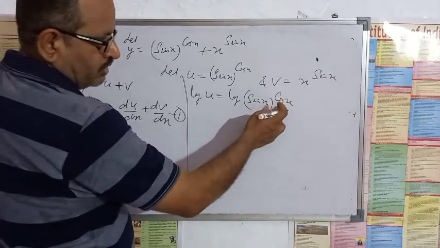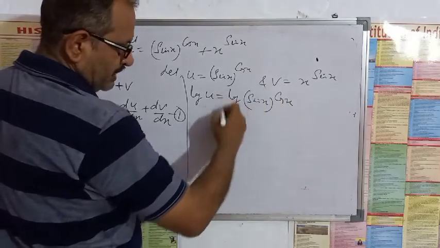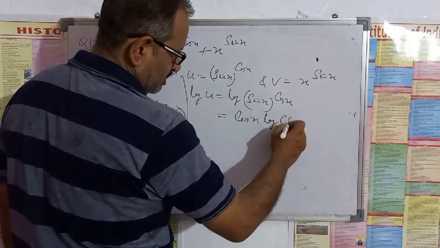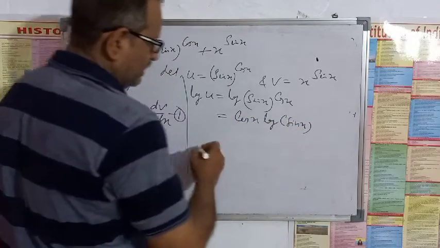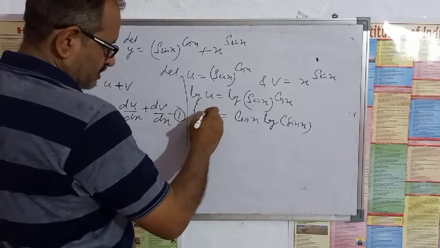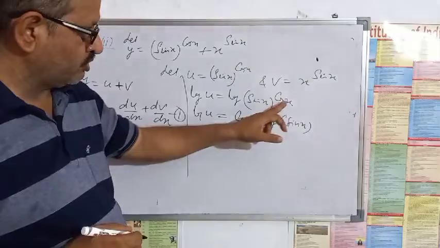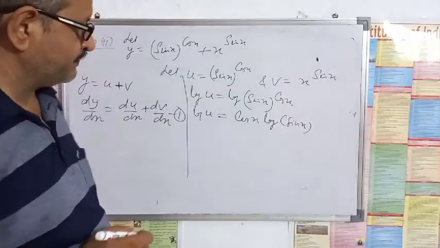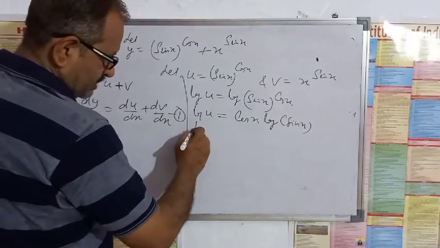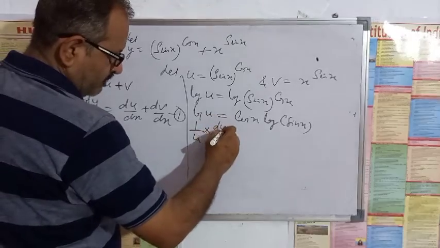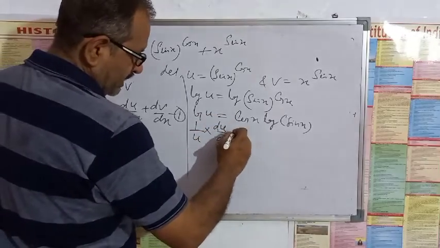Using the power rule, it can be written as cos x log sin x. Log m to the power n is n log m. So cos x log of sin x. Now differentiate. So it is log u, 1 by u and derivative of u, du by dx.